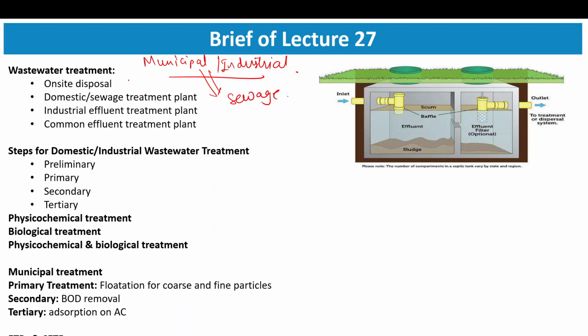Firstly, where there is no chance that you can treat the water, on-site disposal is used. Here you can see that for on-site disposal, you have a septic tank where the inlet water comes from the source, and here you provide baffles so that if there is some amount of solid, the motion of those solids will be hindered, and in that case, they fall down.